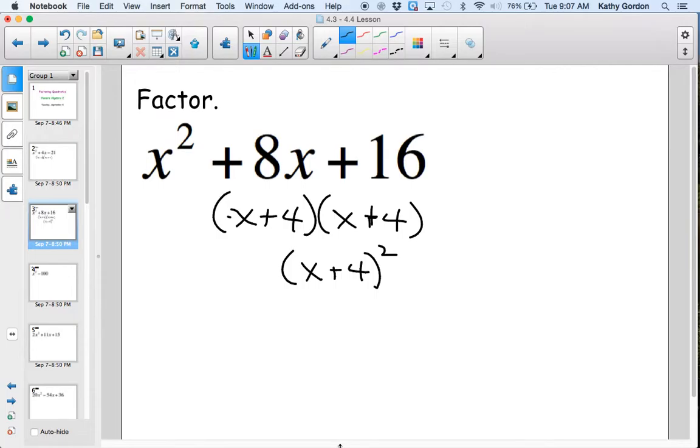Henry, explain how you got that answer. How did you get your answer? So I know the two non-x numbers, the product of that has to be 16, and then the sum of that has to somehow equal 8. And so I just thought in my head, 4 times 4 equals 16, and also they're both positive, and so when you add them together it equals 8.